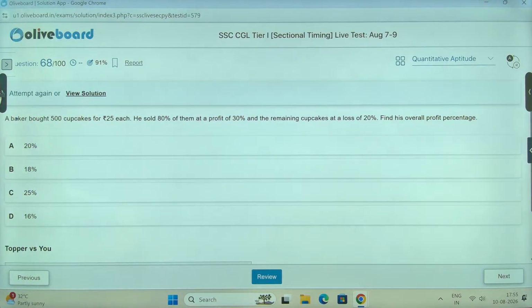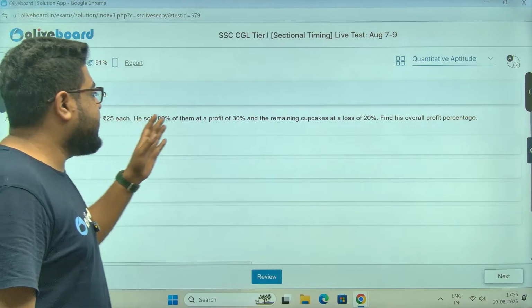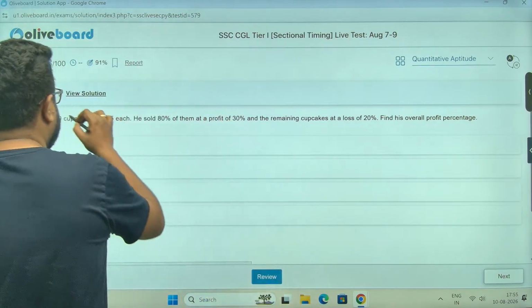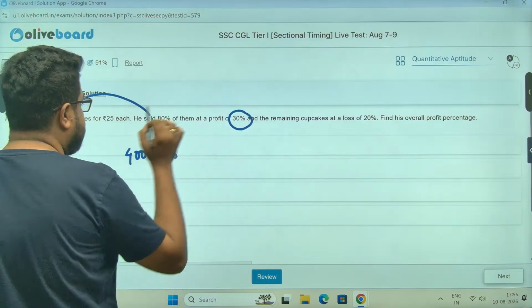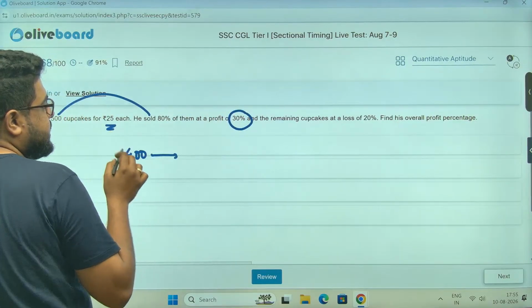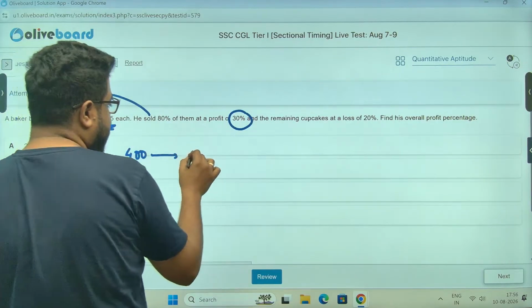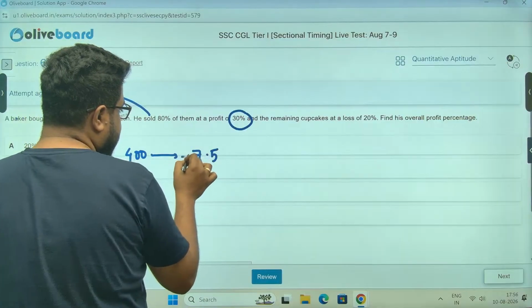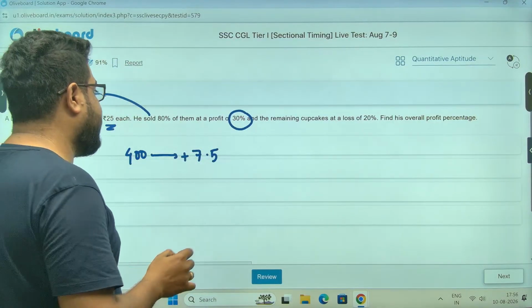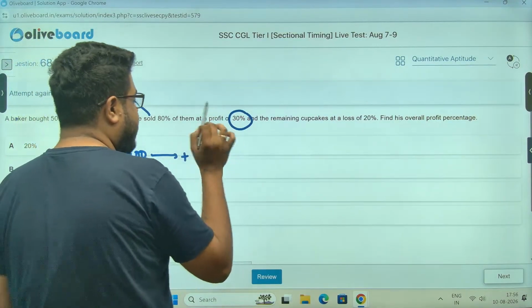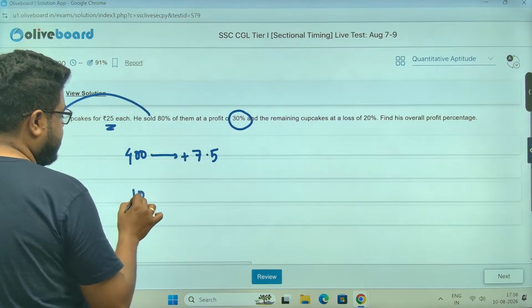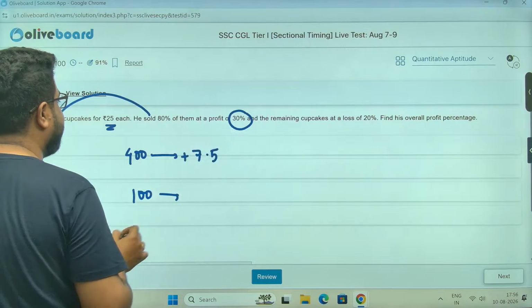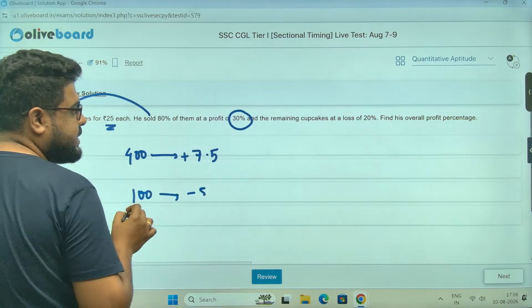A baker bought 500 cupcakes at this much each. 80% meaning 400 cupcakes he sold at a profit of 30%. 30% of this will be 7.5 rupees profit for every cake. And the remaining 200 he sold at a loss of 20%, meaning minus 5 rupees.